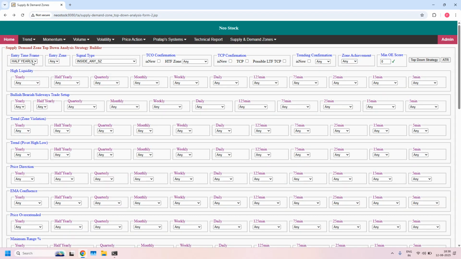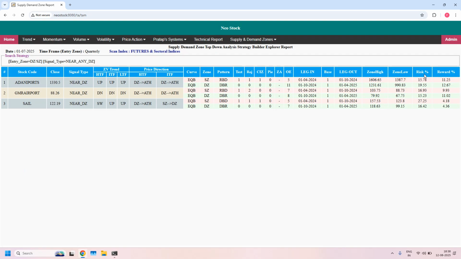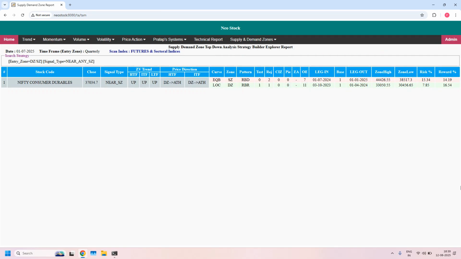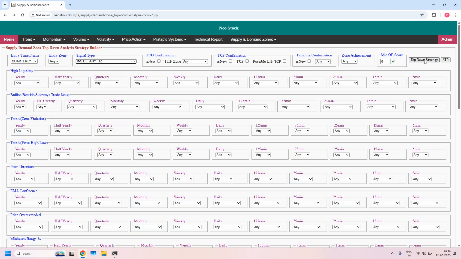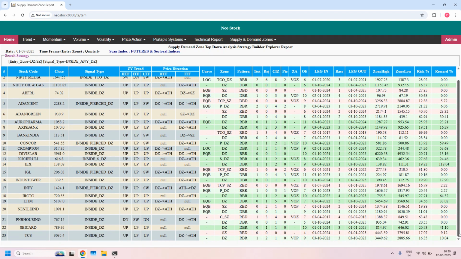Okay, next time frame is quarterly. Stocks near to the quarterly demand zone. We got 3 stocks. Next, stocks near to the quarterly supply zone. We got 1 stock. Next, price closed inside the quarterly demand zone. First 22 stocks in the list. Scrolling the list down. So total 23 stocks we got.